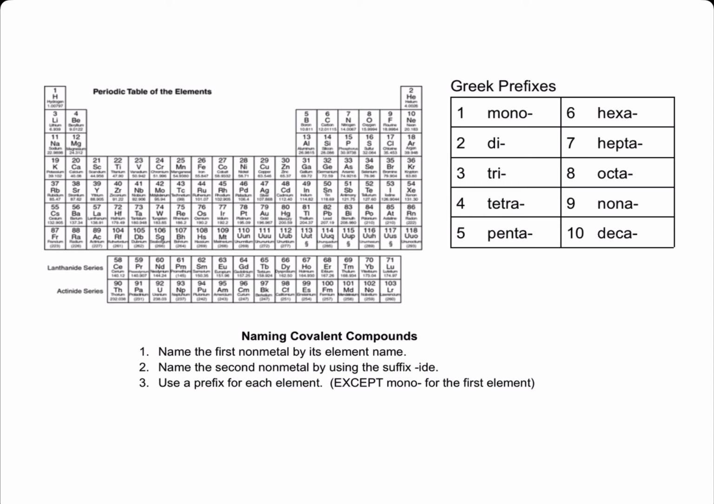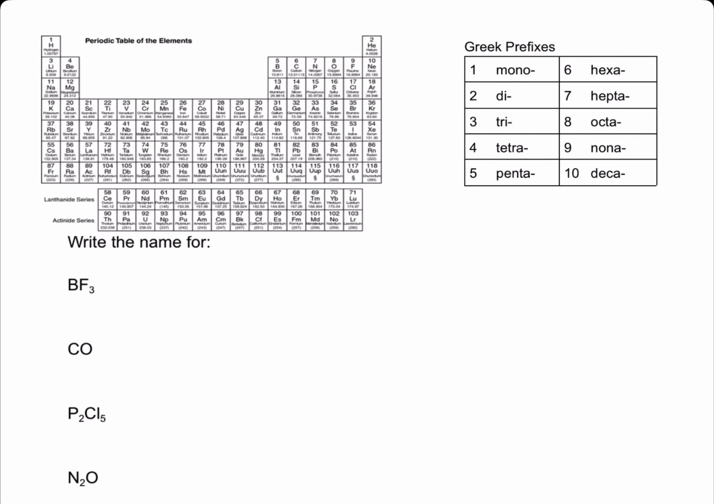And then the third rule says that we use a Greek prefix for each element except the prefix mono for the first element. So for these rules for covalent compounds, we do have to memorize the Greek prefixes. Okay, let's take a look at these examples. We want to write the name for the following compounds.